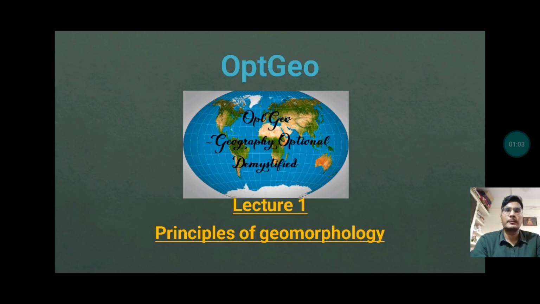The first subtopic in paper 1 is geomorphology, and the most important topic within geomorphology is principles of geomorphology. These are 10 principles given by W.D. Thornbury in his book Principles of Geomorphology. And how are they important? Because in the last 10 to 15 years, PYQs, they have repeated 4 to 5 times.